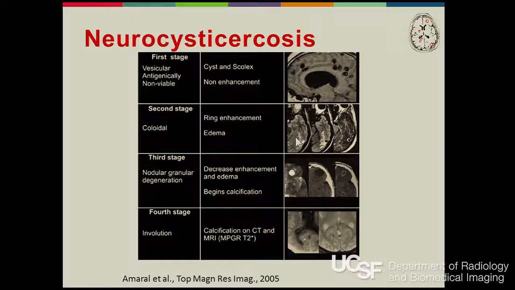This is the most dangerous time for the patient, where there's significant brain edema, herniation, and side effects from the mass effect. The rim enhances, and then over time, as the immune response wears down, it becomes nodular granular, with less edema, and eventually it involutes into this calcified chronic stage.